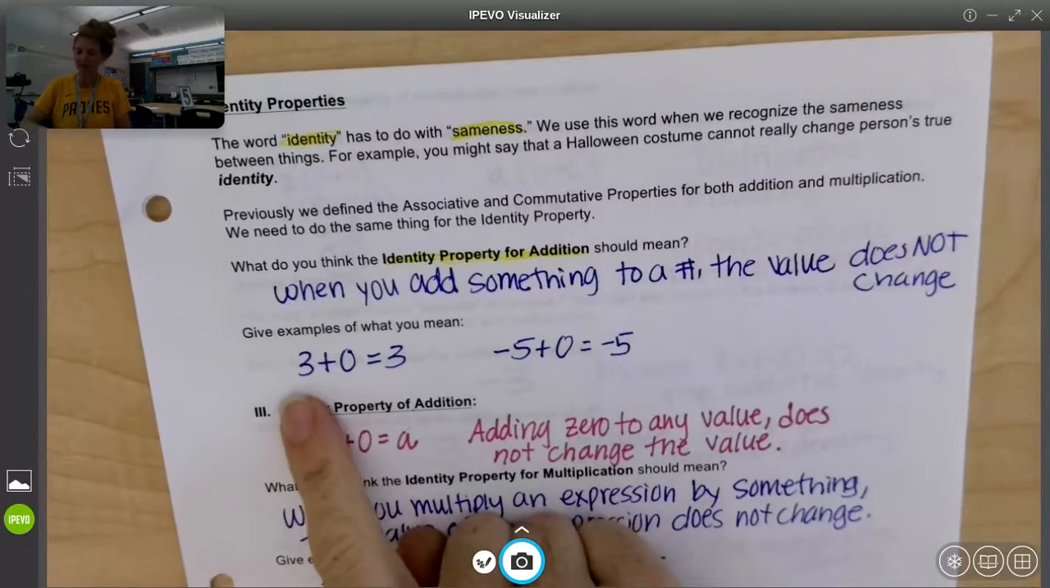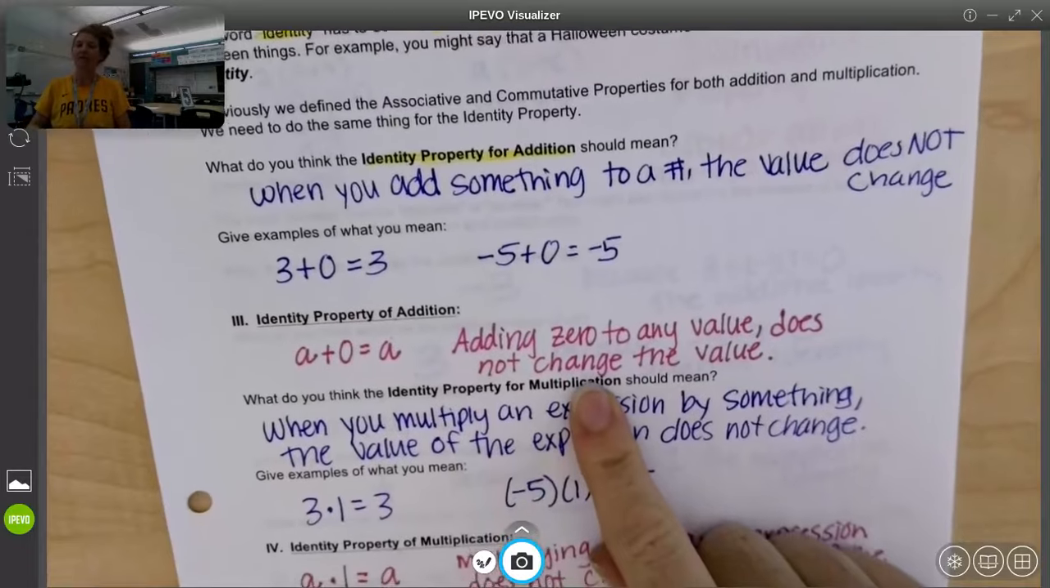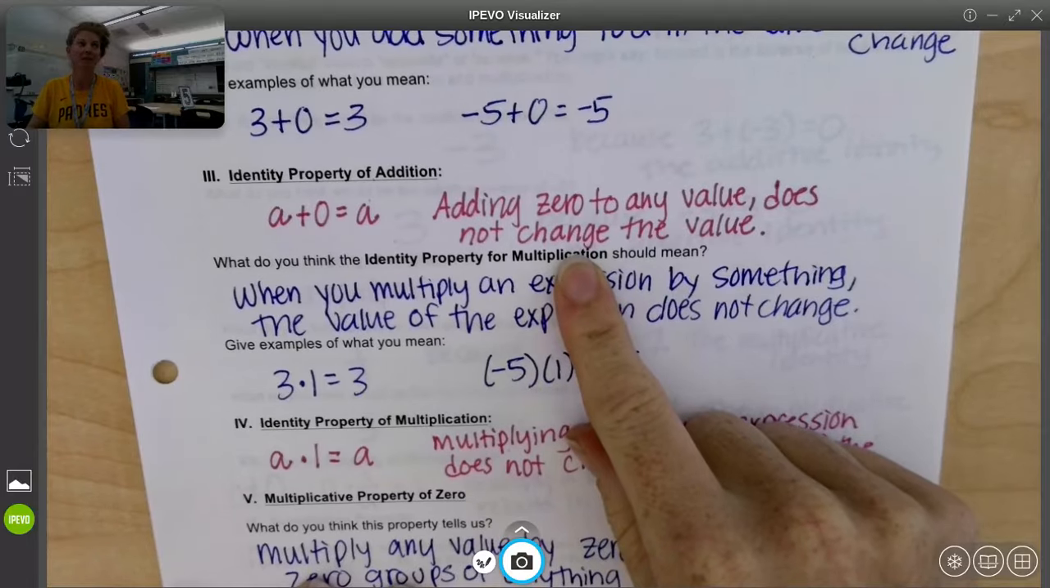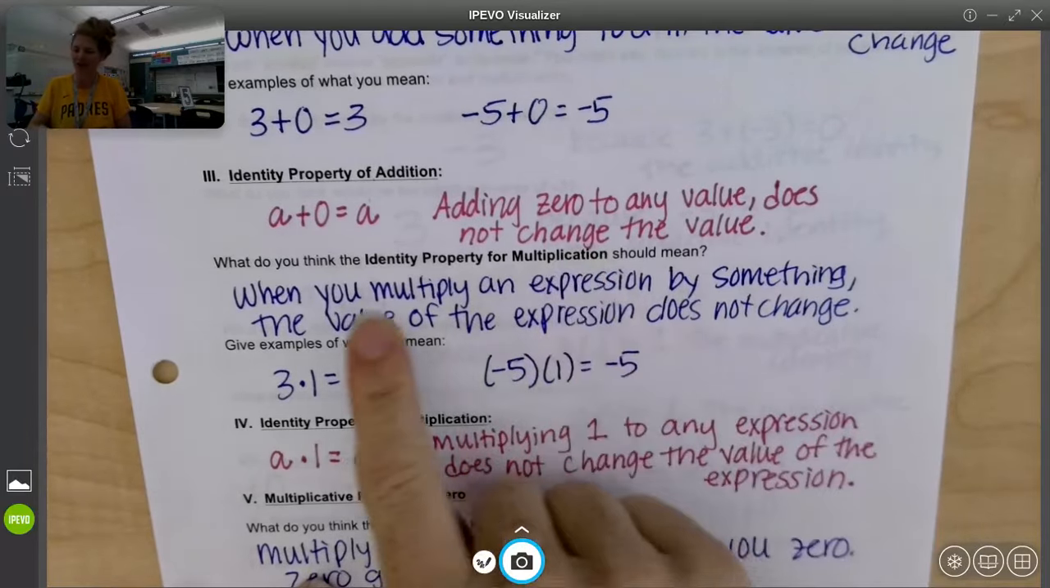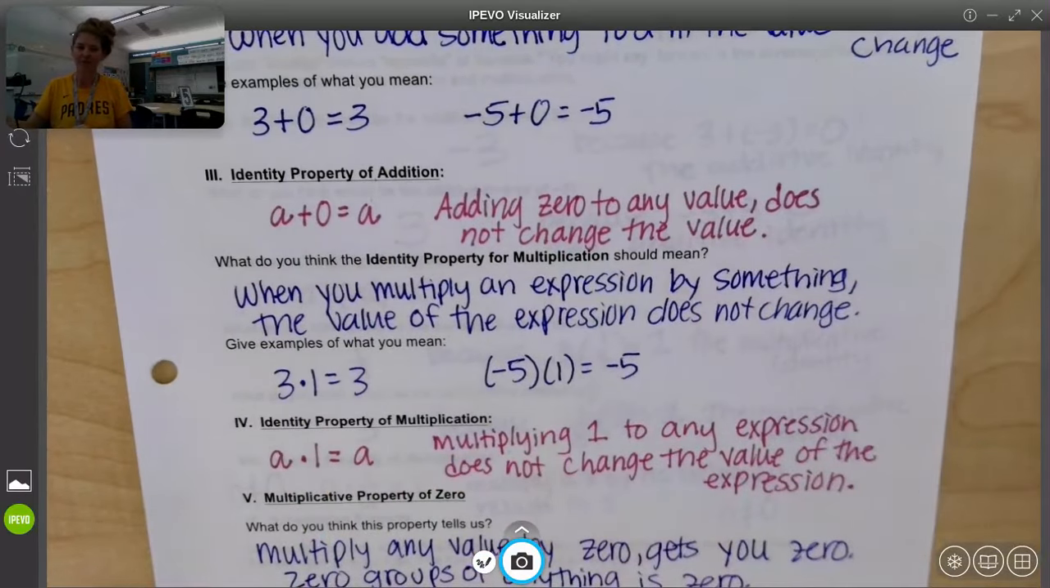So some examples, 3 plus 0 is 3, negative 5 plus 0 is negative 5. So our official definition for identity property of addition is A plus 0 equals A. Adding 0 to any value does not change the value.